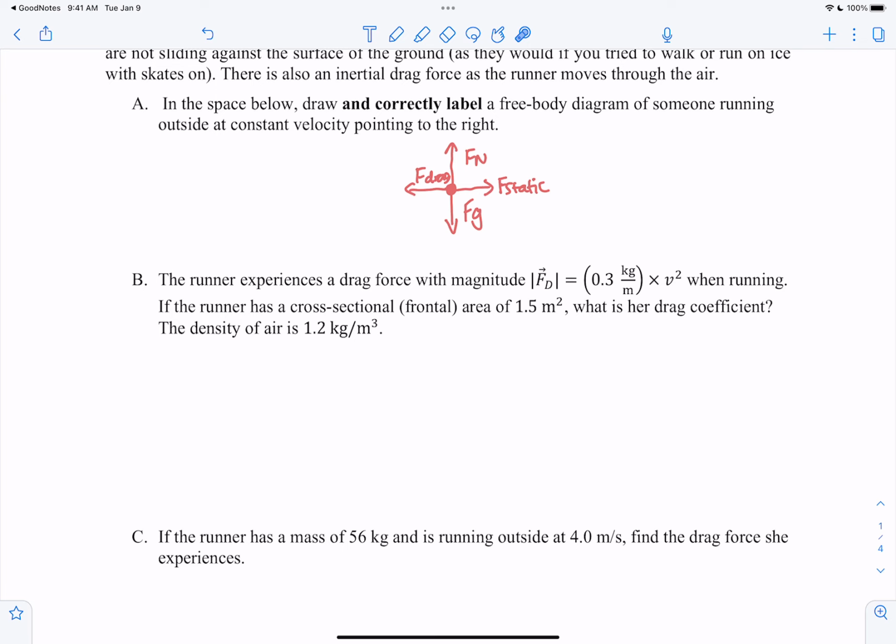Okay, cool. Part B is: the runner experiences a drag force with magnitude F drag equal to 0.3 kilograms per meter times v squared when running. If the runner has a cross-sectional frontal area of 1.5 meters squared, what is their drag coefficient? And we have the density of air is 1.2 kilograms per meter cubed.